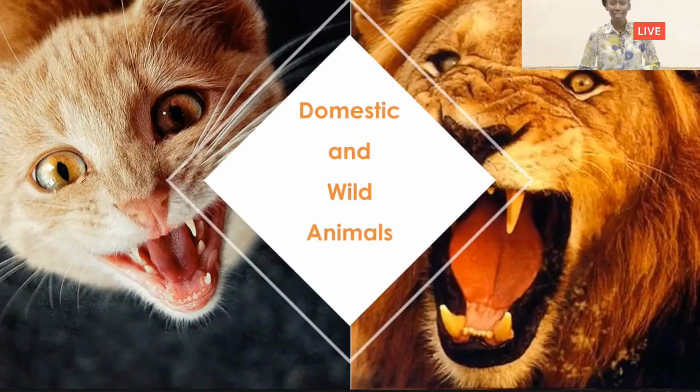We also looked at domestic and wild animals. We placed the animals into groups of domestic and wild. And we said that domestic animals are animals that we have living with us, they live around us, we take care of them, we feed them, while wild animals are not tame. Domestic animals are tame, wild animals are not tame, and they live out in the wild. They don't need people to take care of them, they do their own thing, okay? So now let's look at the next slide.